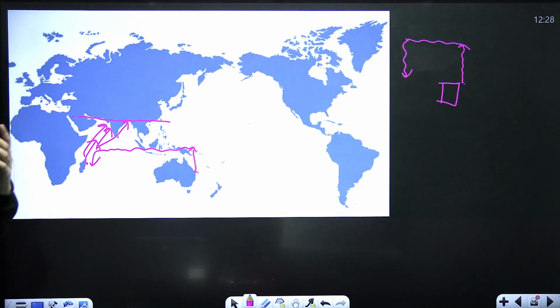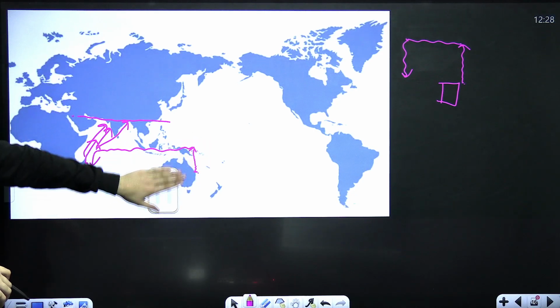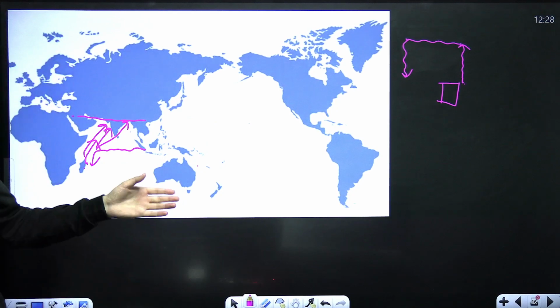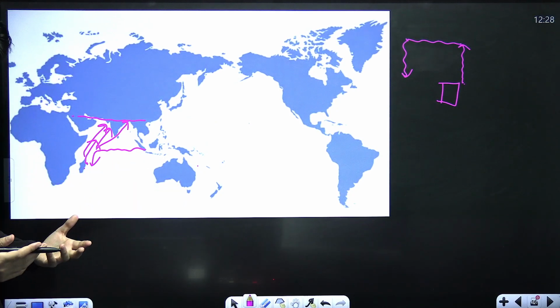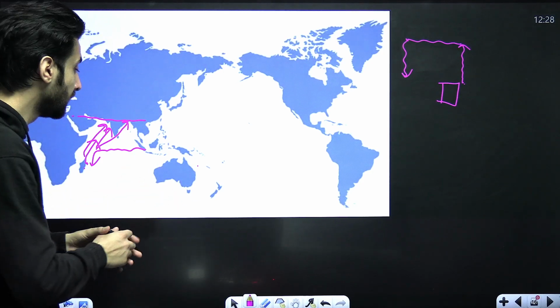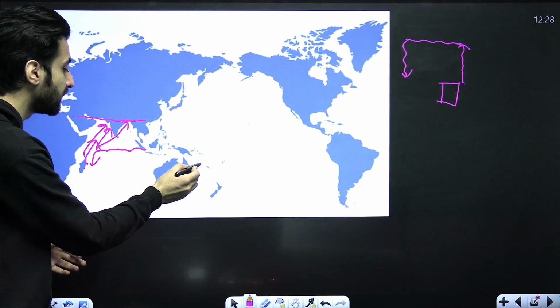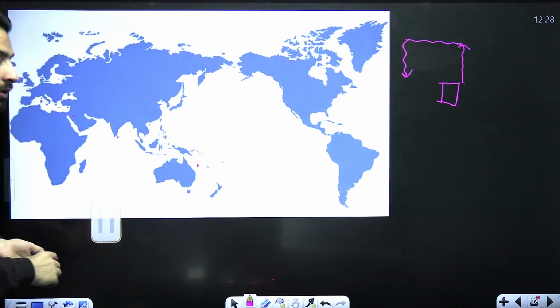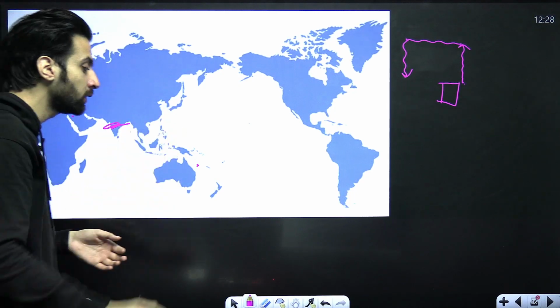Now, what will happen during El Nino conditions? This thing will not take place at all. First of all, the warm water will not accumulate. When the warm water does not accumulate, the warm air will not be present either. When the warm air does not rise at this place, this process will not take place at all. That means the rainfall will be poor.